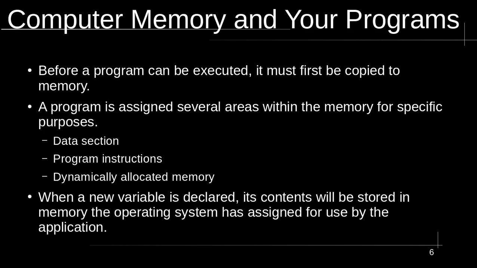A program is assigned several areas within memory for different purposes. There's the data section, which stores the values of any constants your program will use. For example, if your application uses pi in a calculation, the value of pi would be stored in the data section. There is the program instruction section, which contains the actual machine code that will be executed as part of your program. And then there's also dynamically allocated memory that you can request at runtime and use within your programs.